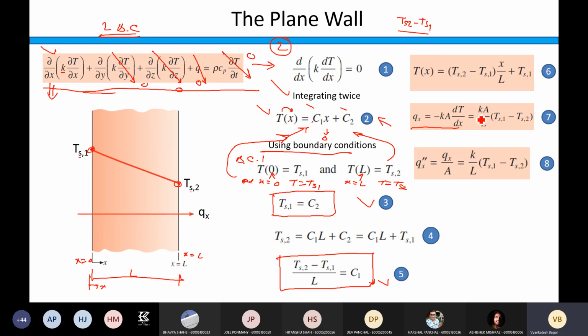Clear? So once you know the rate of heat transfer Qx, then you can write down the heat flux. So Qx double dash is the rate of heat transfer per unit area, so Qx by A. This equation will be simplified like this. So this A will go out. So K by L, Ts1 minus Ts2. Note down equation A. Clear?